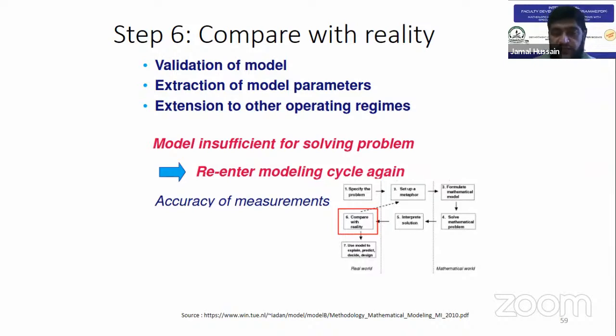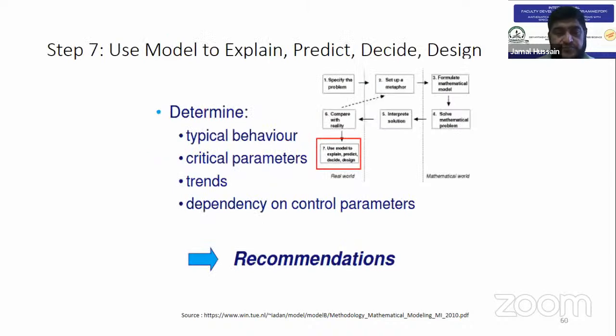If it is successfully validated, then you use the model for interpretation. You can determine typical behavior, critical parameters, trends, dependency on control parameters, and recommendations, whatever you can conclude. You can use the model because it is validated now. So this is the mathematical modeling process mentioned here.